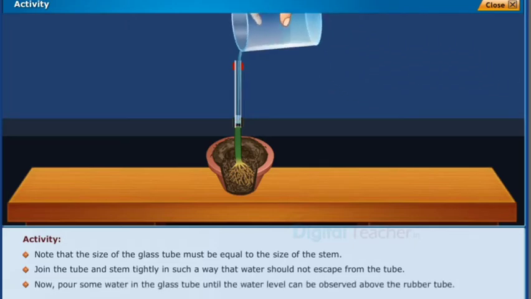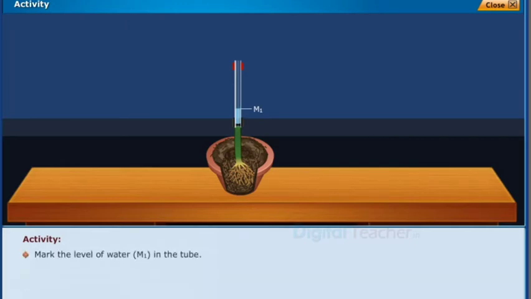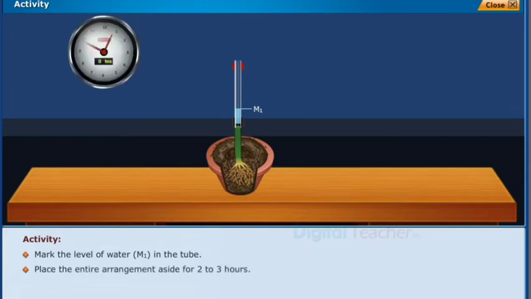Now, pour some water in the glass tube until the water level can be observed above the rubber tube. Mark the level of water M1 in the tube. Place the entire arrangement aside for 2 to 3 hours.